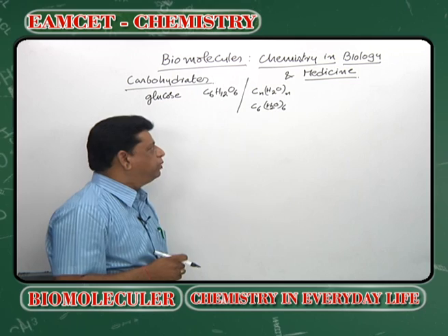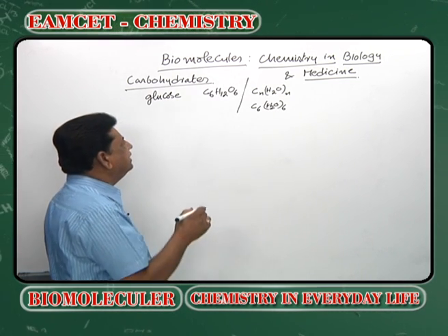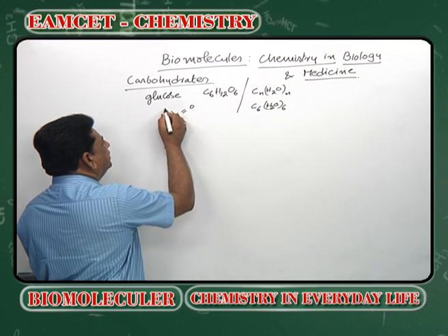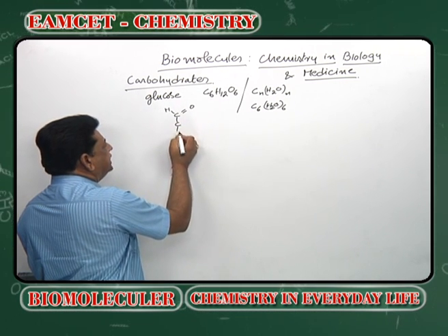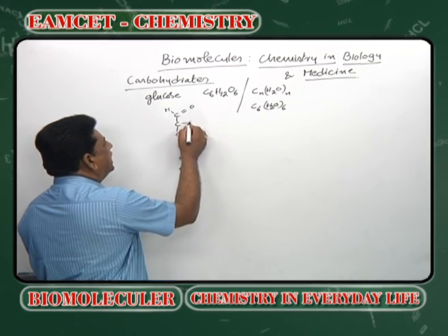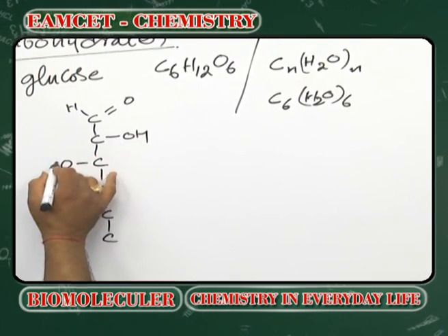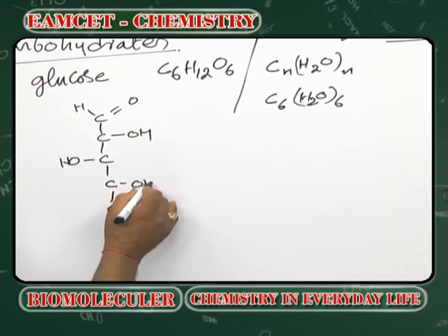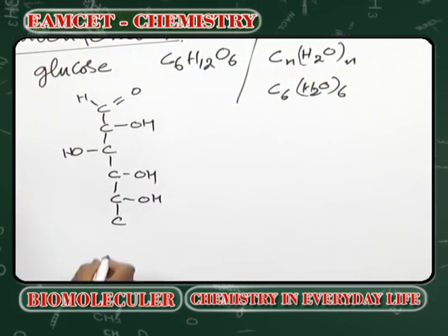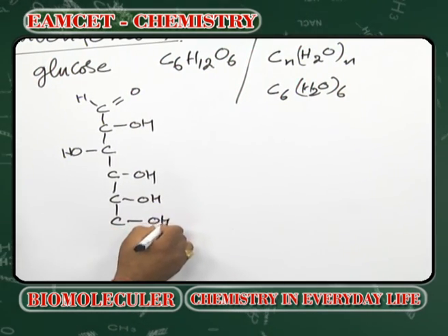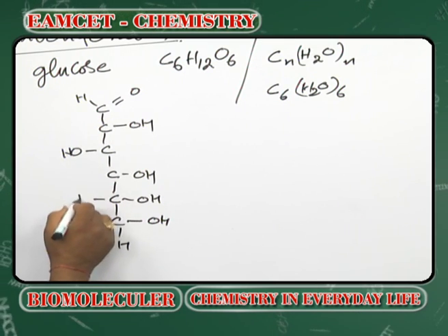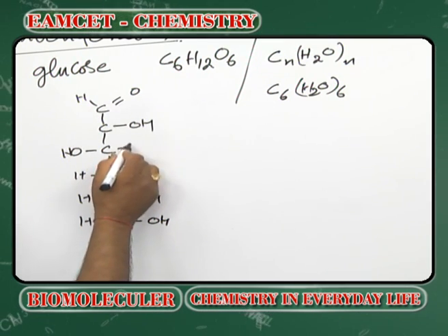But later on it was proved it is not just 6 water molecules, but glucose has the structure of an aldehyde. Glucose is primarily an aldehyde containing 6 carbons. On each carbon we have one OH, because with more than one OH on a carbon the compound will become unstable. So we have one OH on each carbon, the rest are hydrogens. This is the structural formula of glucose.